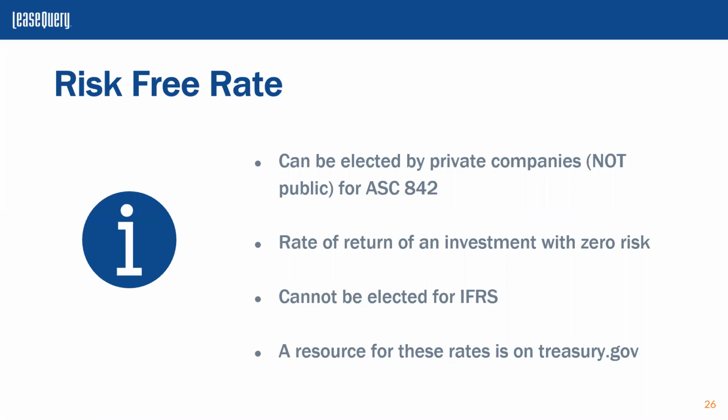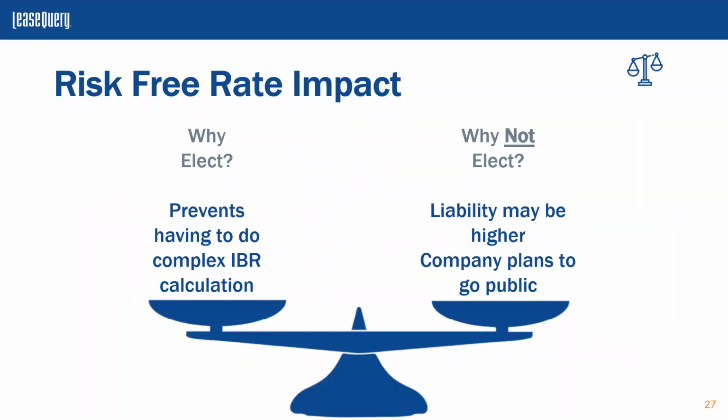Now, this can't be elected for IFRS, so we can throw that one out. This is a FASB expedient. And you'll notice here, we also put a resource for these rates would be on treasury.gov. So this sounds great. You've got a risk-free rate. It's easy to find. It's easy to apply. However, there may be some reasons why you don't want to use the risk-free rate, and we're going to talk about those here briefly. So what's the impact of the risk-free rate when we start to think about this? Why would you elect it?